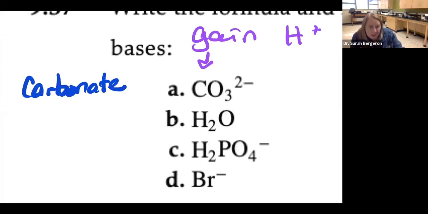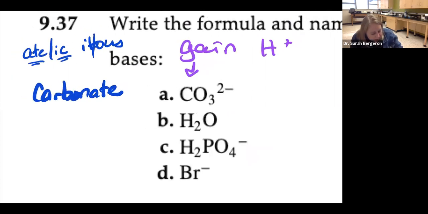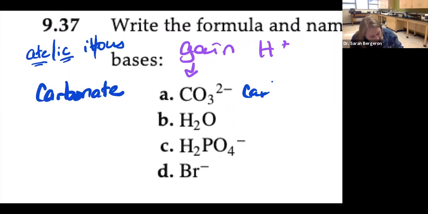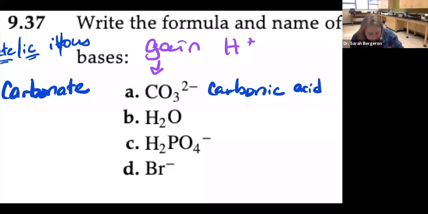CO3 2 minus, that is called carbonate. So if you go from carbonate, remember I went to chemistry class and I got atic-itis. So if I was ATE, I'm going to become IC. So this is carbonic acid, right? Formula and name, carbonic acid.